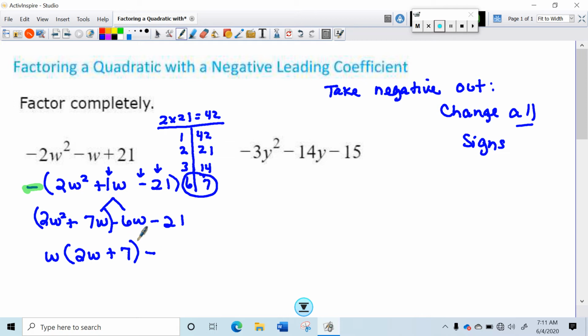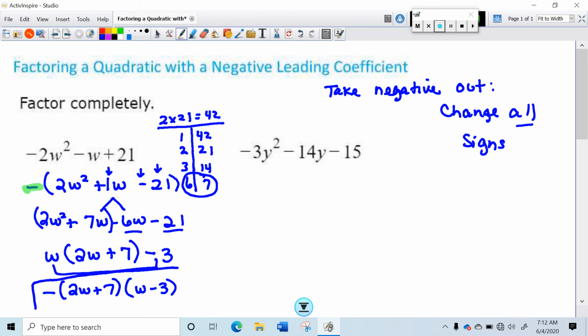Now these two numbers here, you do not put parentheses around them. You just look at them. So between 6 and 21, you ask yourself, what's the biggest number I can divide both of those by? And that would be 3. Okay, so now you write down what's in the parentheses, 2w plus 7, and you write down what's not in the parentheses. They have to go together, w minus 3, and then this negative that you took out at the very beginning has to go in front. The negative just carries down, and that's how you do that.